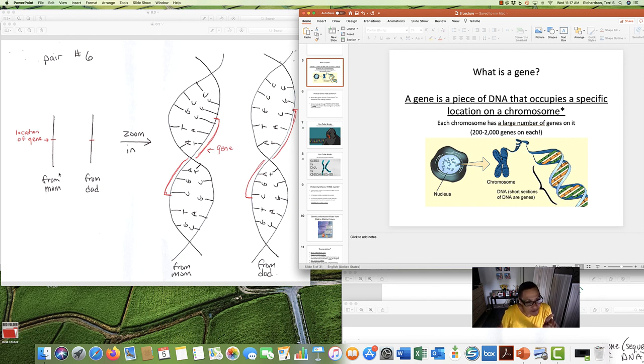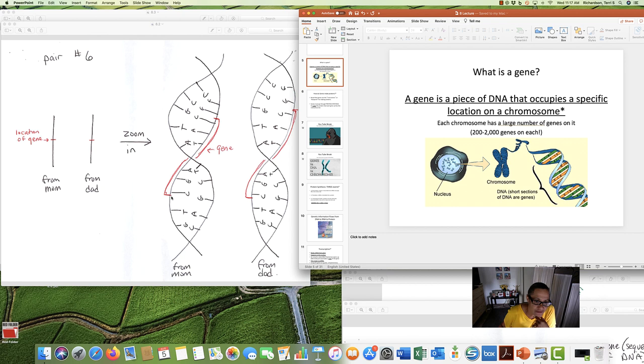Now, let's take these chromosomes and zoom in even farther. And if we zoom in even farther, we get to this hopefully familiar double helix. It's two strands bonded together, and then it twists on each other. And so there's a chromosome there, and here's a chromosome here. We're zoomed in all the way now.